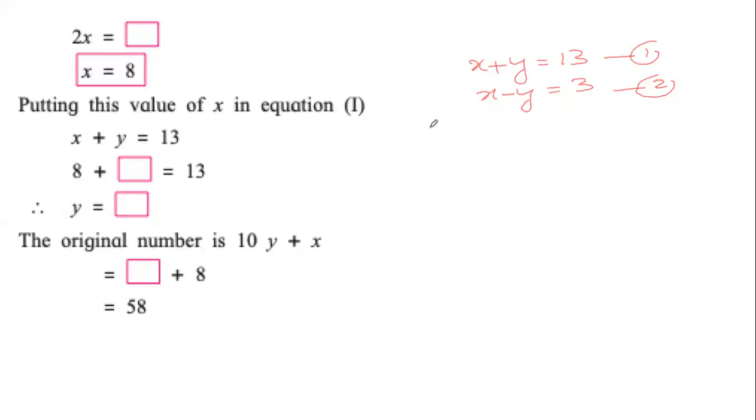Now when we add these, y minus y becomes 0, 1x, 2x, equals 13 plus 3, 16. So 2x is already given. We have to write 16. So how did we get x equals 8? We simplified x equals 16 by 2 equals 8.